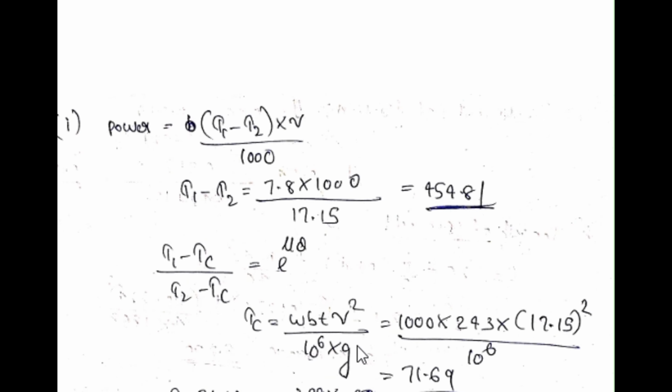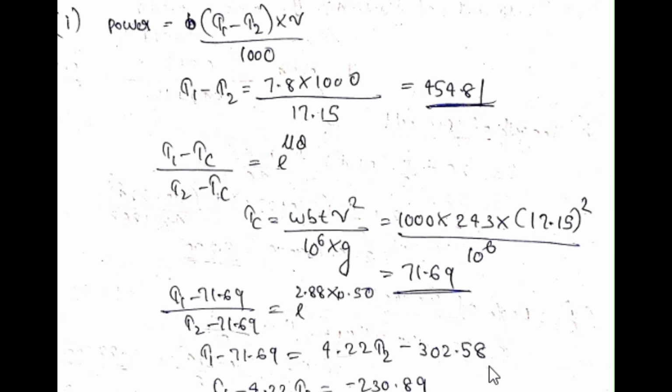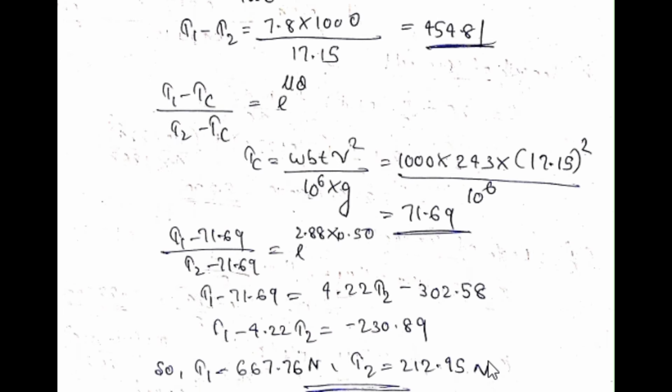Here also W by g can be replaced by 1000. We know the value of Bt, we know V. So substituting, the centrifugal tension Tc will be 71.69. Then substituting into the equation, we get another linear relation between T1 and T2. So we have two linear equations with variables T1 and T2. By solving that, we get the values of the tensions T1 and T2 of the belt as this much.